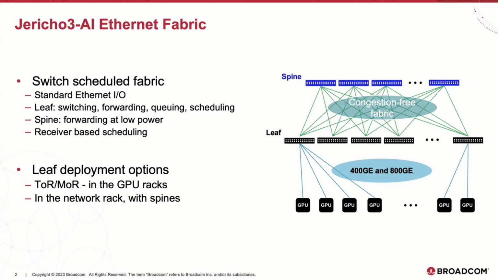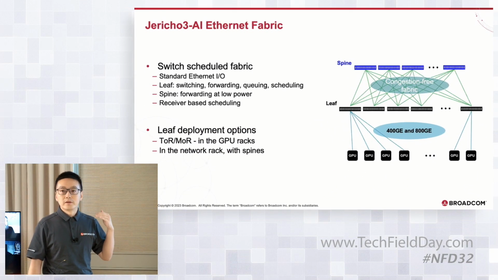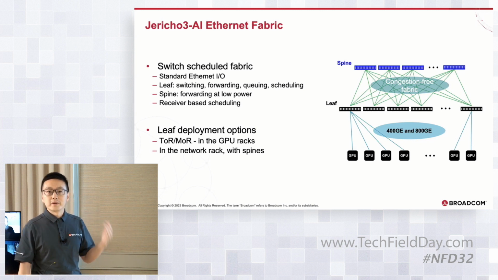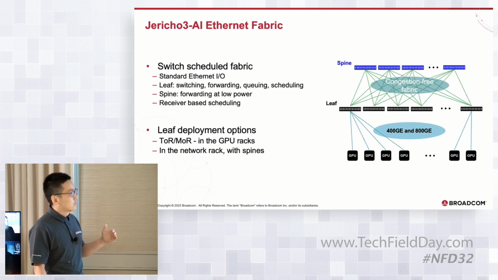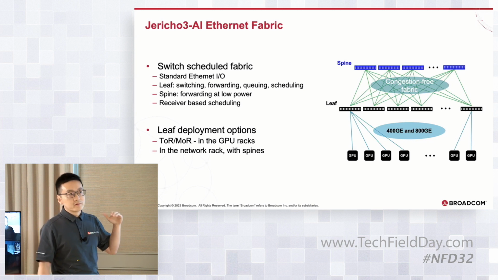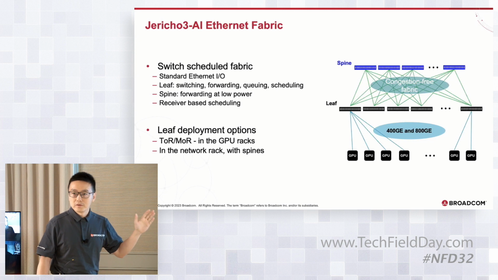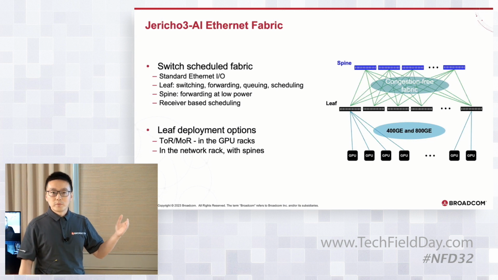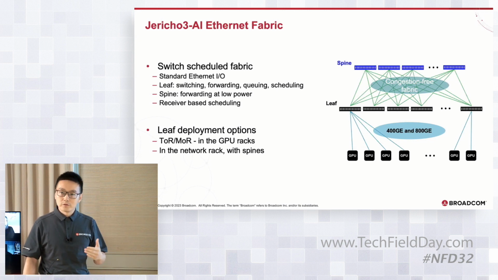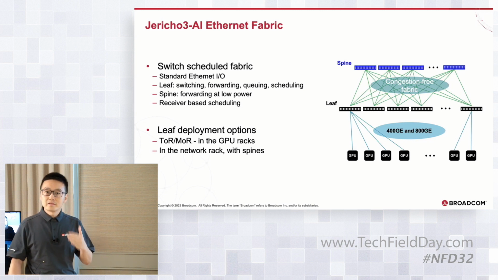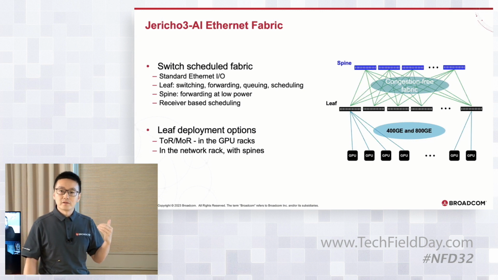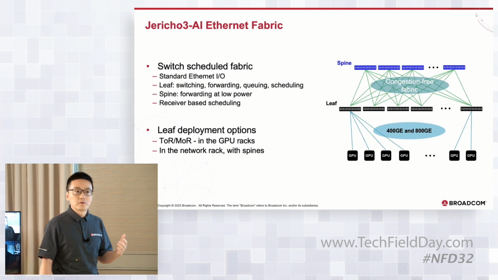Why do we call it a scheduled fabric? The reason is that everything is fully scheduled by the receiver. Traffic will not be able to enter this fabric unless it is explicitly permitted by the receiver. For example, if there are 10 senders sending traffic into this fabric, they are not able to get into the fabric until the receiver sends clear credits to the sender. Then the traffic can cross the fabric.